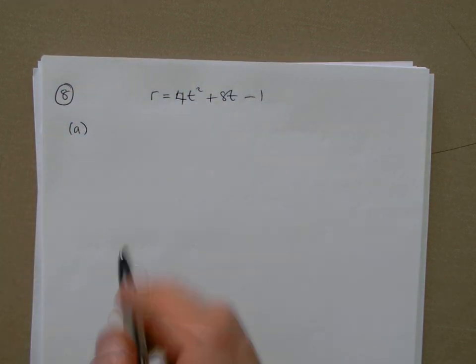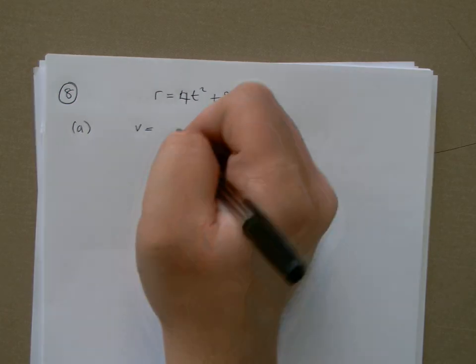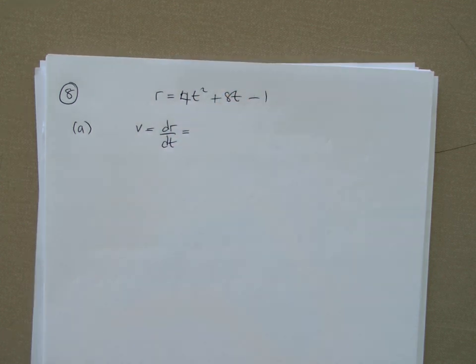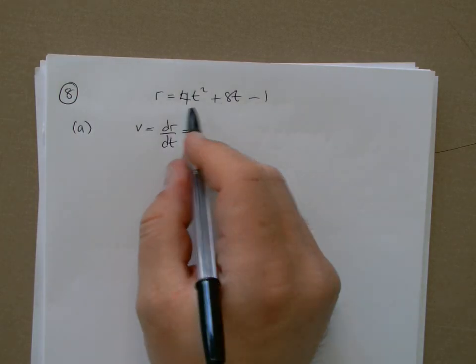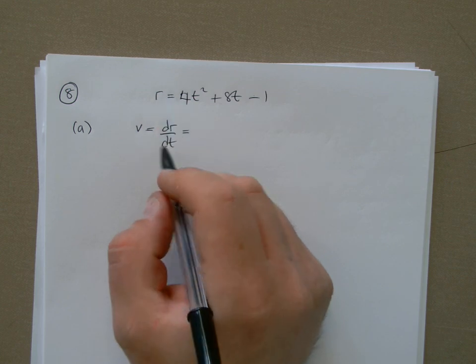Now we must appreciate that velocity is looking at how displacement changes over time, the rate of change of displacement. So velocity will just be dr by dt. If we differentiate r with respect to t, we'll get the velocity.